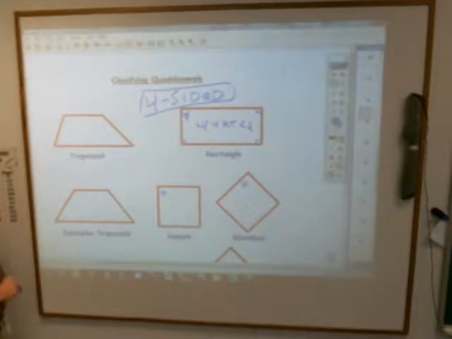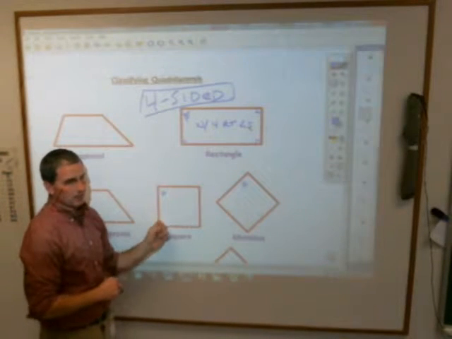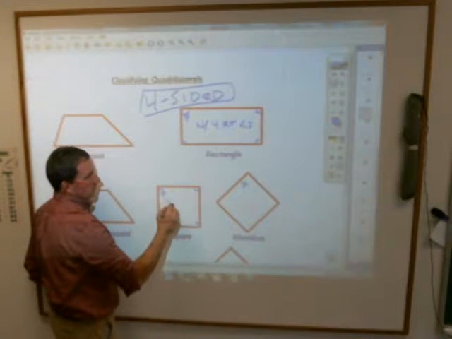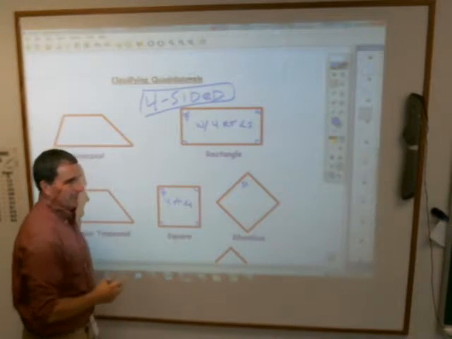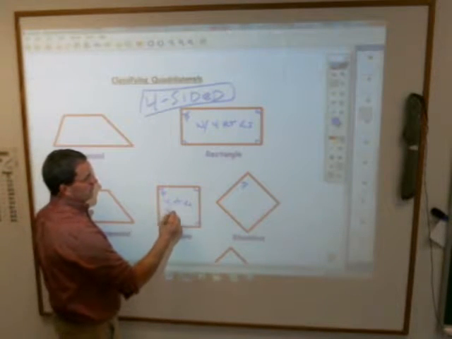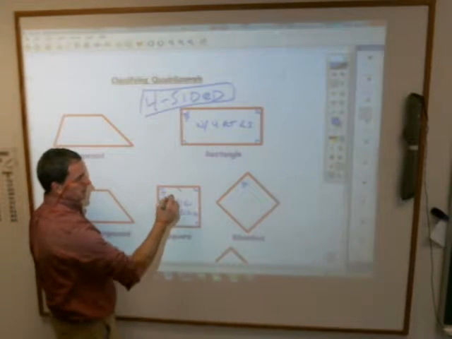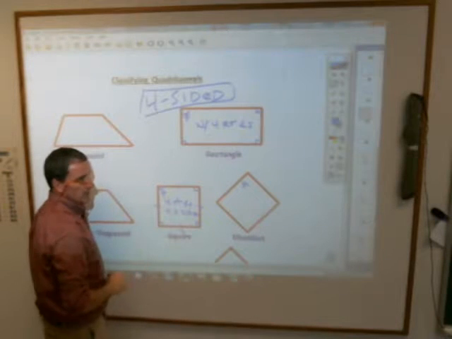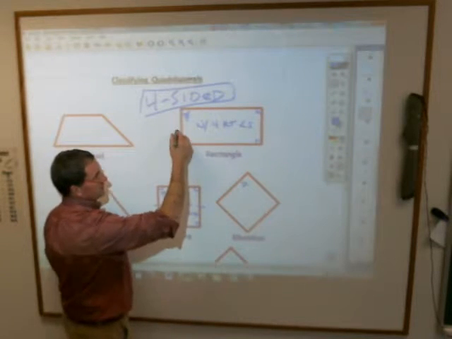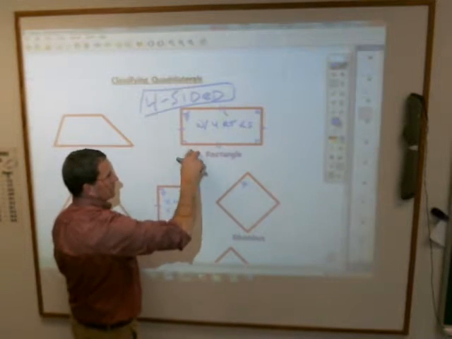Which means, as we continue on here, that a square is also a rectangle, because a square is a special rectangle. It has four right angles and it has all equal sides, four equal sides. By the way, in math, when they want to show that sides are equal, if you put one little hash mark on each of those four sides, that means those are the same. In rectangles, these two sides would be equal, and these two sides would be equal: two hash marks, two hash marks.